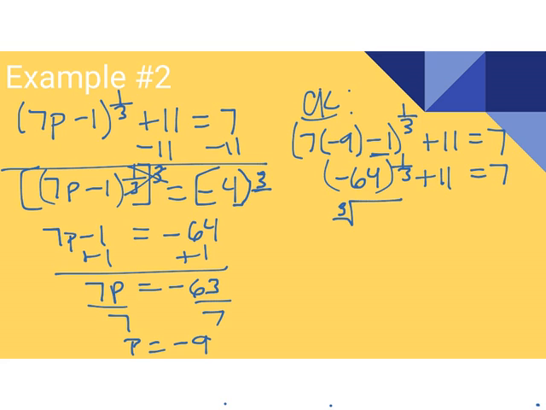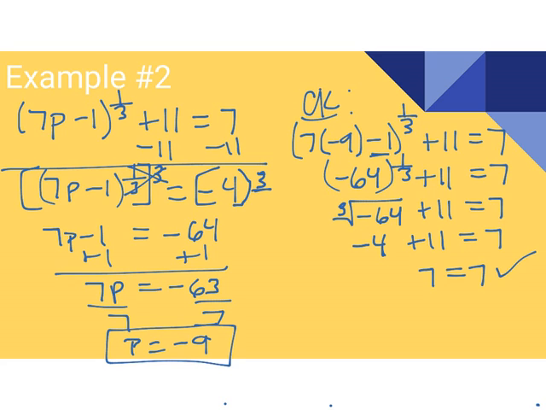Remember, this is the cubed root of a negative 64, so I'm trying to figure out the number that multiplies by itself 3 times to get me negative 64. And I know that that is a negative 4. Negative 4 times negative 4 times negative 4 gets me right back to negative 64. Plus 11. We are hoping it will equal 7. So when I go ahead and add negative 4 plus 11, we end up getting 7 equaling 7. Check. P equaling negative 9 is our final value.